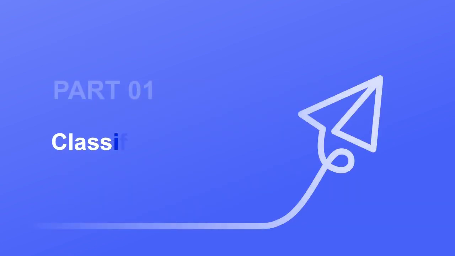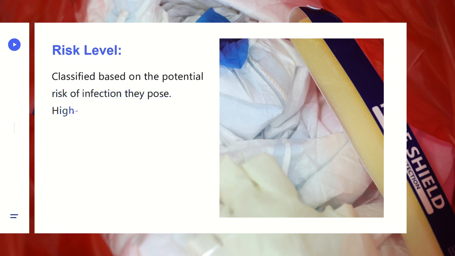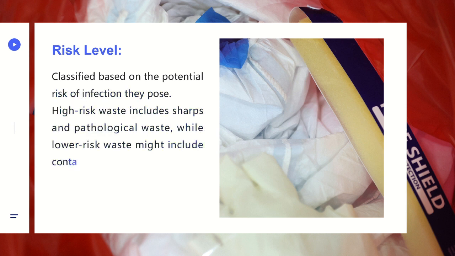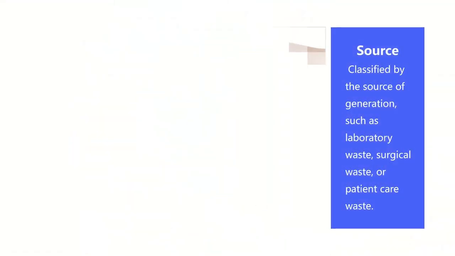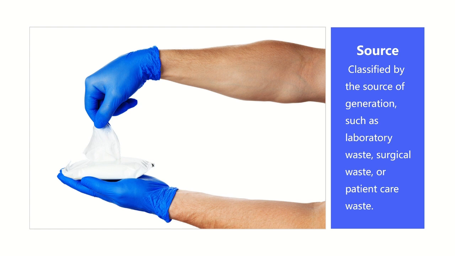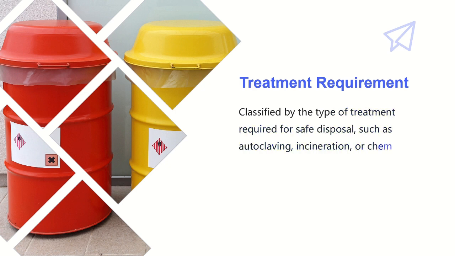The first part is the classification method of infectious clinical waste. For risk level, waste is classified based on the potential risk of infection it poses. High-risk waste includes sharps and pathological waste, while lower-risk waste might include contaminated PPE. Secondly, it is classified by the source of generation, such as laboratory waste. Besides, it is classified by the type of treatment required for safe disposal, such as incineration.